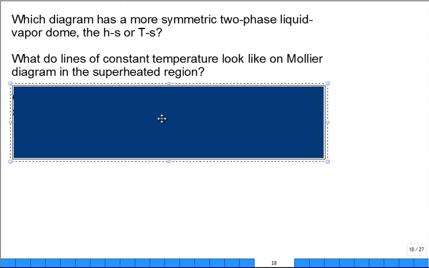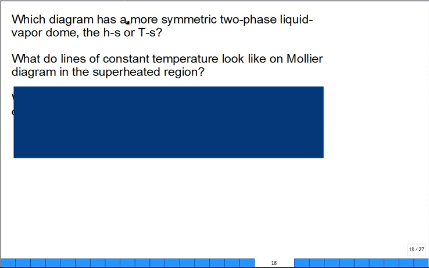Lines of constant temperature. Yeah, so what happens is you kind of make a little quick sketch. What was that diagram? HS diagram, right? And we have the supercritical over here, but out here is a superheated region. And what happens is lines of constant temperature. As you go further out in this region, it becomes what type of gas? Ideal gas. When it becomes an ideal gas, what do we know about ideal gas?